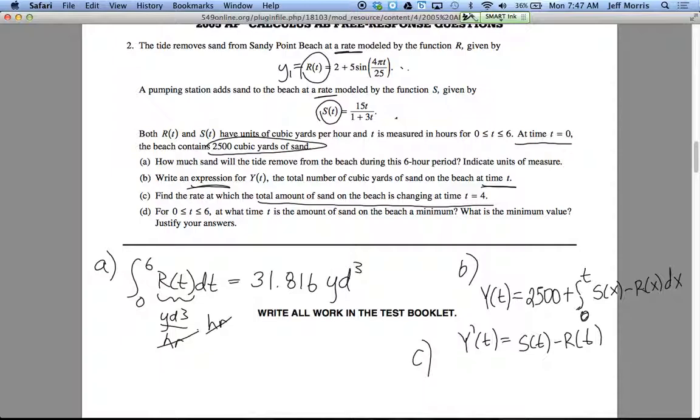All right, so we got this. So we just want y prime of 4. Somebody tell me how I can use my calculator so I don't have to show a bit of this work. Go to your home screen and go, where did you put the S function? Y1 or Y2? Y2. So go Y2 of 4 from the home screen minus Y1 of 4.